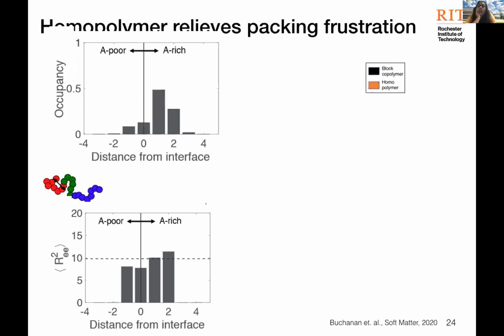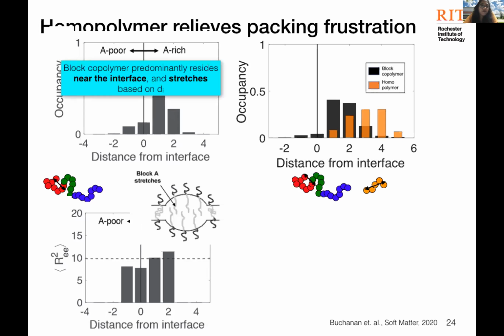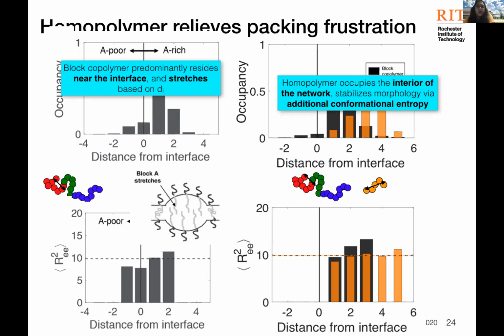So if you had a pure block copolymer, most of it is occupied near the interface, the center of mass. And then if you looked at the end-to-end distance, you can see that as the block goes away from the interface, it actually stretches, and this makes sense. But when you add the homopolymer, what we see is the homopolymers are located deeper in the network, and so that relieves some of the pattern frustration. And if you plot the end-to-end distances, it maintains its bulk conformation.